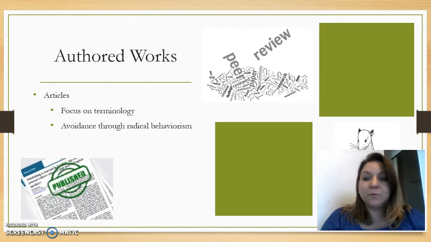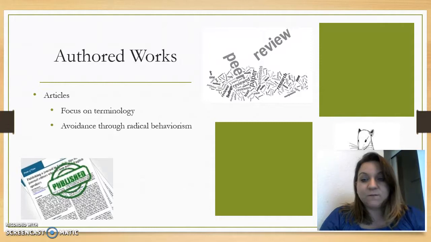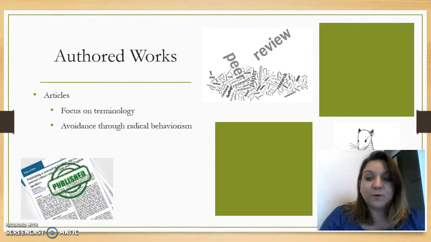His authored works are comprised of peer-reviewed articles. He focuses on terminology and avoidance conditioned behavior through radical behaviorism. So in these works, he likes to go over the different works of other behavior analysts. It doesn't matter if they are Skinnerian or if they believe in mentalism, but he will go through their terminology and basically break down the concept of terminology and how they all relate together. However, everyone has a different way of saying something.